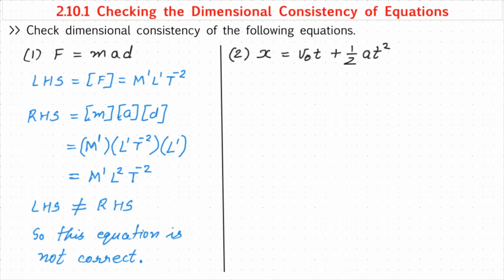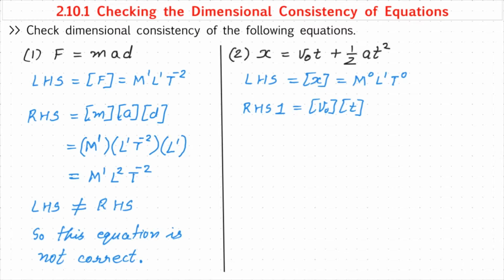So let us see. First I'll take the left hand side. In the left hand side I have to put the dimension formula of x, that is displacement, which is m0 L1 T0. Displacement is one sort of distance, so it is m0 L1 T0. Now right hand side 1. In right hand side 1 we have to consider the dimension formula of v0 and t, where v0 is initial velocity and t is time.